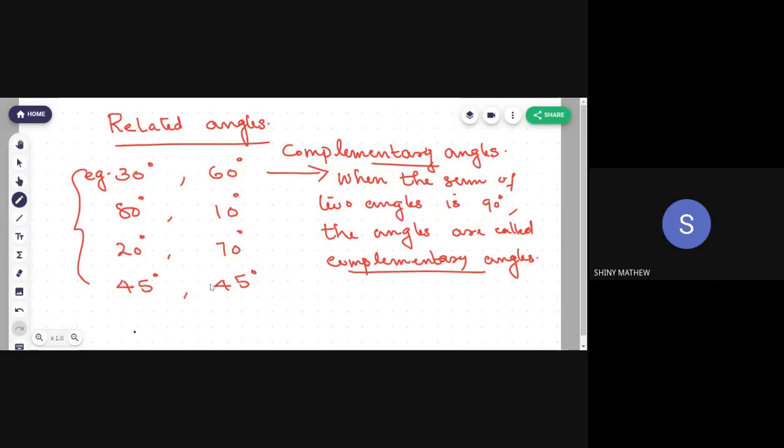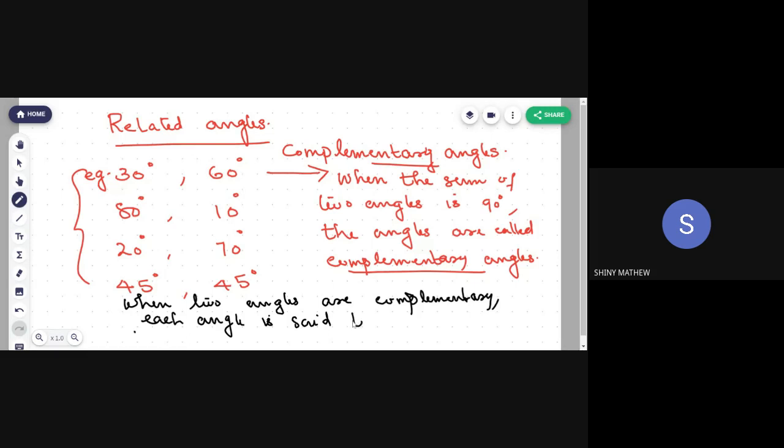Okay, so you can write. After the example, you can write: when two angles are complementary, each angle is said to be the complement of the other.